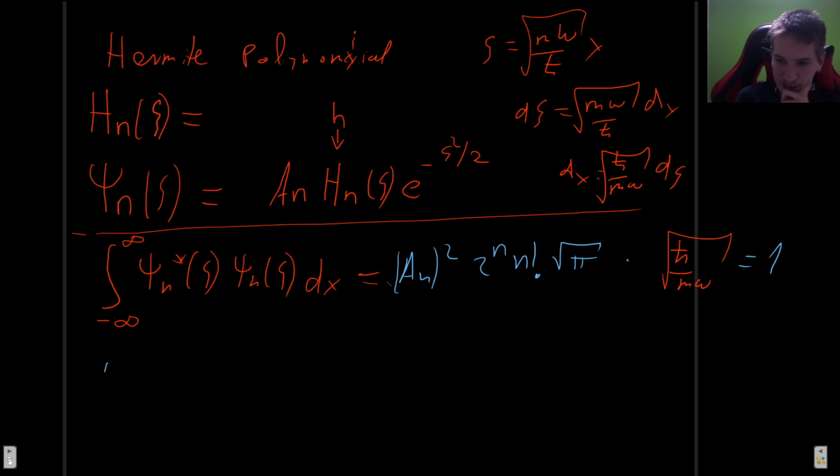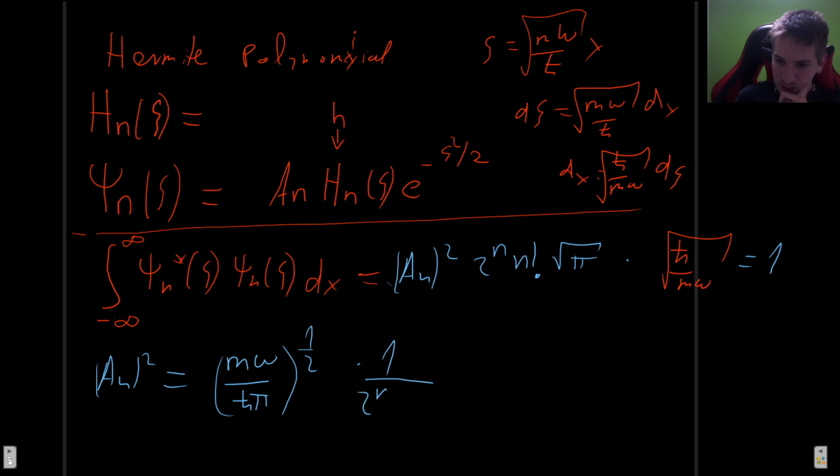We are normalizing this. So A_n squared, now we just divide everything to the other side. It's going to be m omega divided by h bar pi to the 1/2 power times 1 divided by 2 to the n, n factorial. And now we just take the square root. So when we do that, this 2 goes away. This 1/2 becomes 1/4. And this would have a square root. So that is the normalization constant.